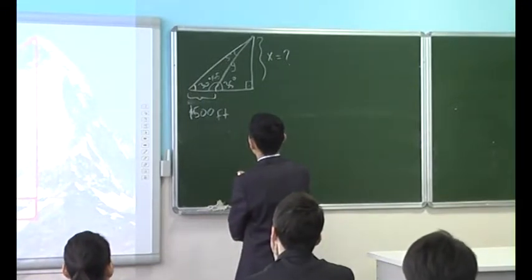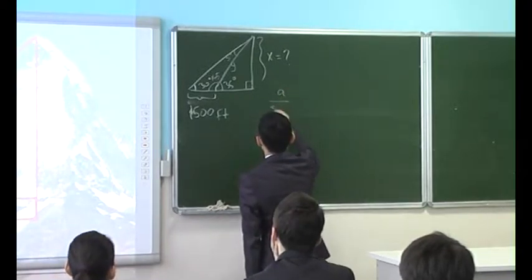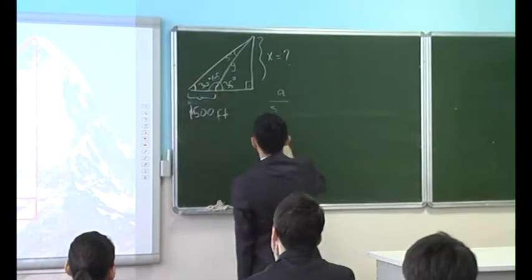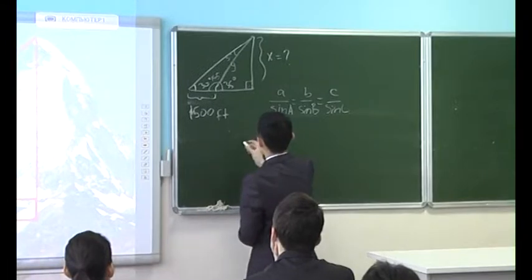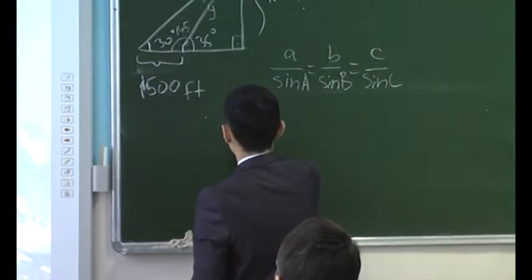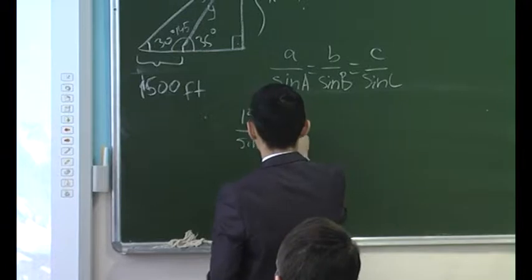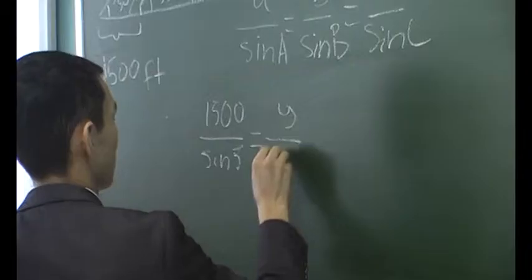Then, by the sine theorem, the length of side A over the sine of the opposite angle is equal to the length of side B over the sine of angle B. So 1,500 feet over sine of 5 degrees is equal to y over sine of 30 degrees.